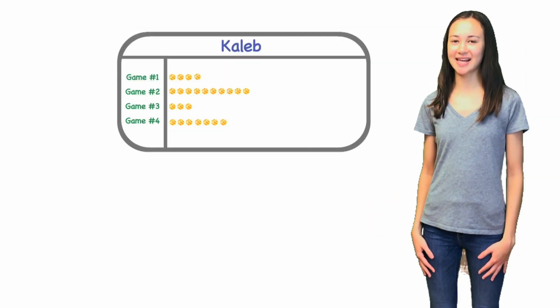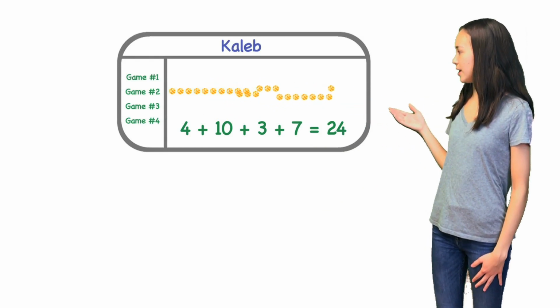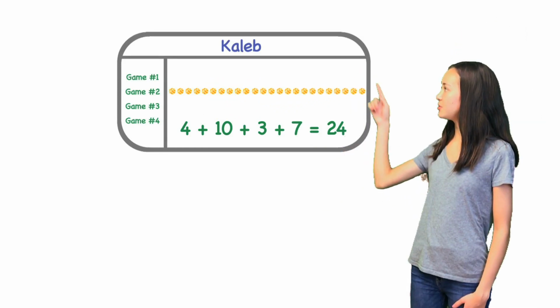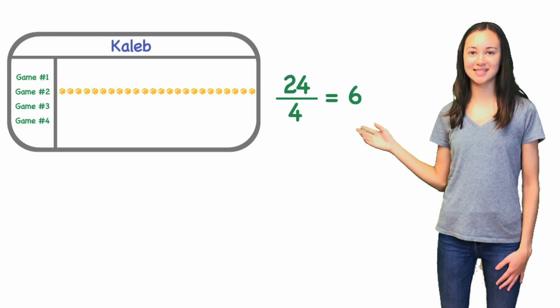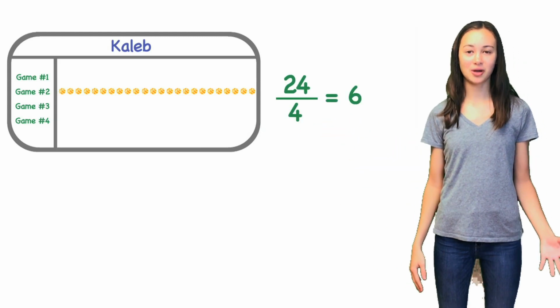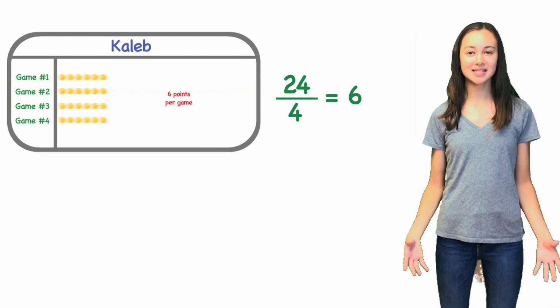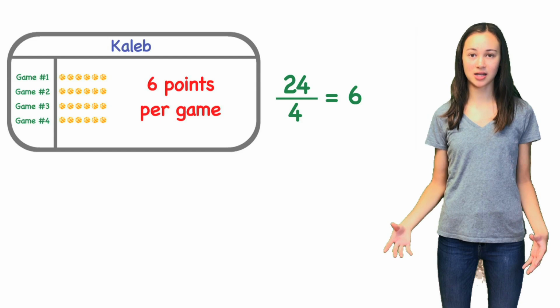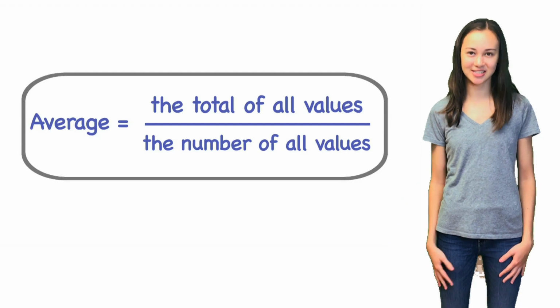Let's go back and look at Caleb's example. So we add up all his points, which is 24 points, and then we divide it by the number of games he played. So 24 divided by 4 is 6. So the average number of points per game Caleb scored is 6 points. This is basically the same as our even out process, but now we can calculate it in a more standard way, which we can use for large numbers or large sets of numbers.